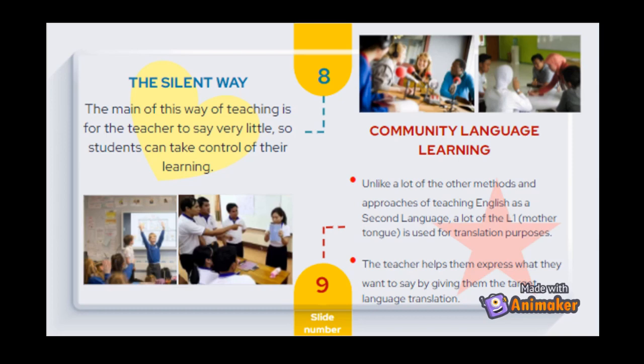Number 9. Community Language Learning. This is probably one of the English teaching methods where the student feels the safest, as there is a great emphasis on the relationship and bond between the student and teacher. Unlike a lot of the other methods and approaches of teaching English as a second language, a lot of the mother tongue is used for translation purposes.